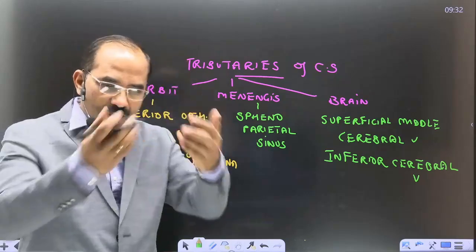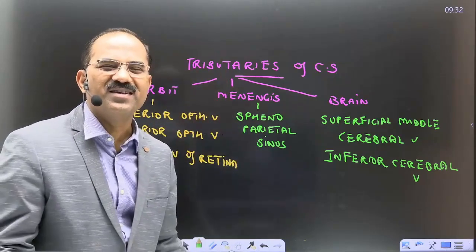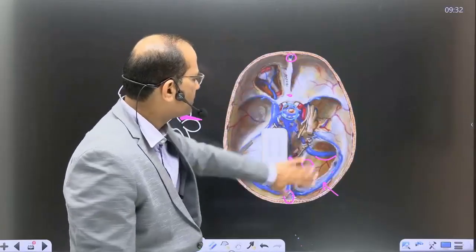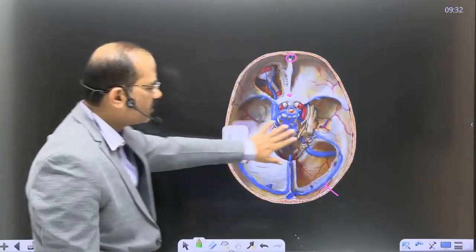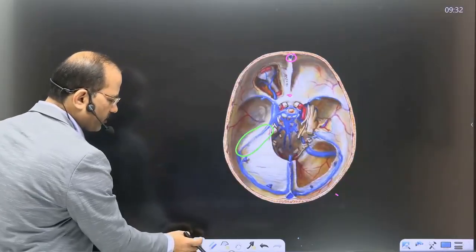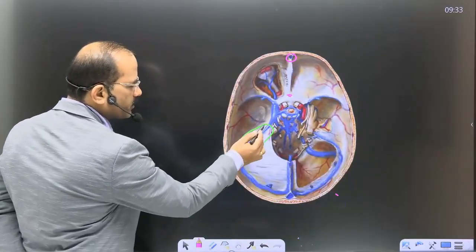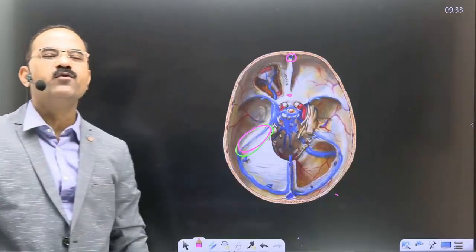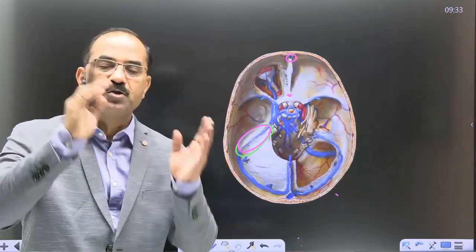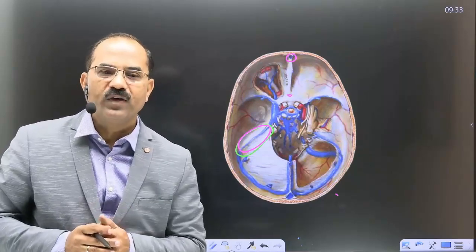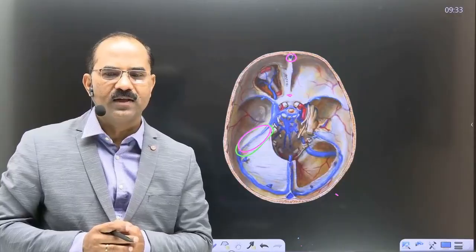Now, understand the draining channels. Draining channels meaning the veins which are taking blood from the cavernous sinus. Now, students, try to understand this. We have seen this in the previous lecture. What is this bone? That's the petrous part of the temporal bone. And on this petrous part of the temporal bone, there are two sinuses, one along the superior border, one along the inferior border. Along the superior border is the superior petrosal sinus. Along the inferior border is the inferior petrosal sinus. Clear?